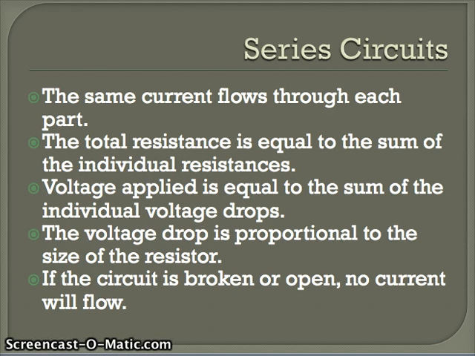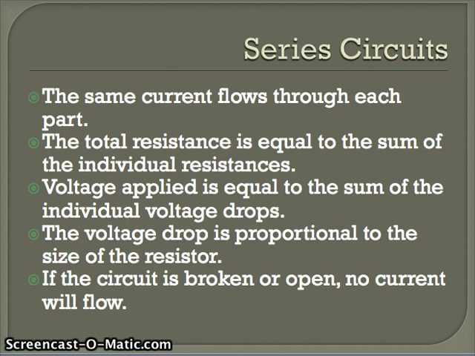So no matter where you measure in a series circuit, you're going to get the same current. The total resistance is equal to the sum of the individual resistances. And the voltage applied is equal to the sum of the individual voltage drops. The voltage drop is proportional to the size of the resistor. If the circuit is broken or open, no current's going to flow because there's only one path.